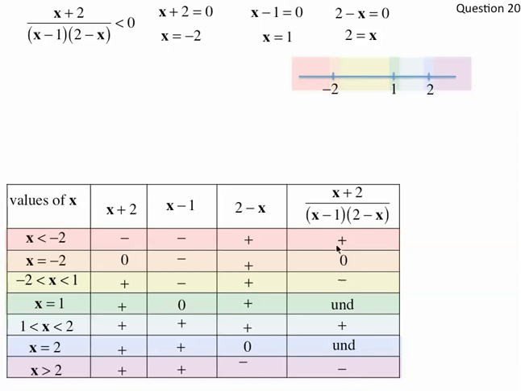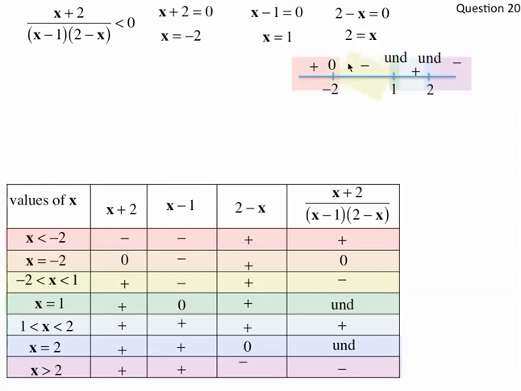I'm going to transcribe all of this stuff up here. So the whole expression is going to be positive when x is less than negative 2. The whole expression is 0 when x is equal to negative 2. The whole expression is negative when x is between negative 2 and 1. The whole expression is undefined when x is equal to 1. This whole expression is positive when x is between 1 and 2. And the whole expression is undefined again when x is equal to 2. This whole expression is going to be negative when x is greater than 2.